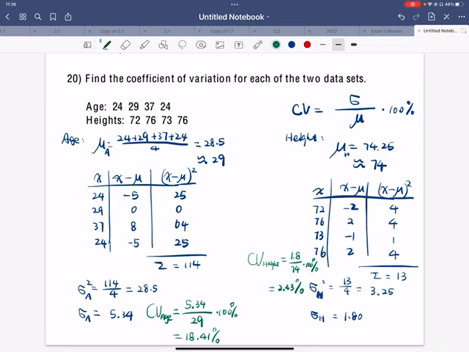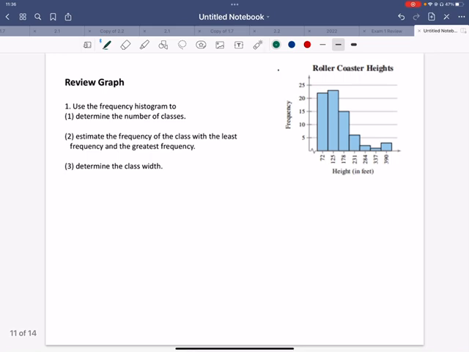Okay, so of course, by looking at those two coefficients of variation, we can conclude which one has more variation. Age has more variation compared to height, or the height varies little compared to the age. So the age set is more spread out. The height set is more gathered together. Okay, I think that's the last question on the review sheet, but we have a couple graph questions to do.